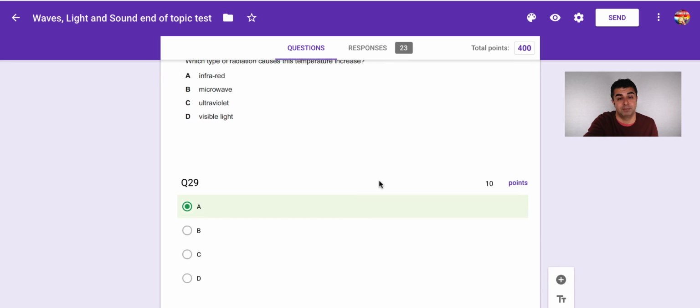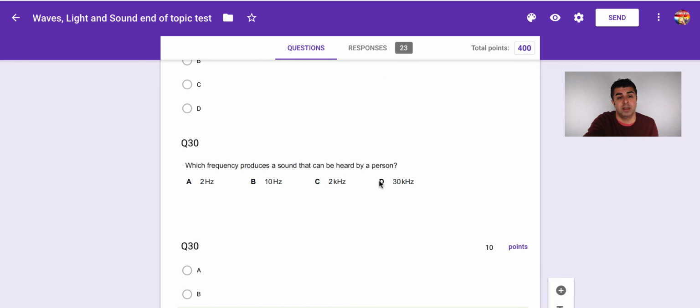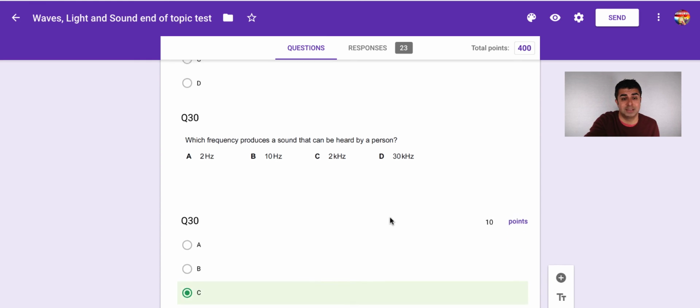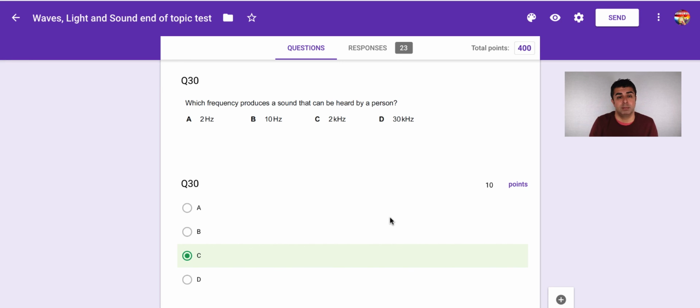Answer A. Question 30. Which frequency produces a sound that can be heard by a person? Remember, it's between 20 and 20,000 hertz. So the answer here must be C, because A and B are too low, and D, 30 kilohertz, 30,000, is too high.